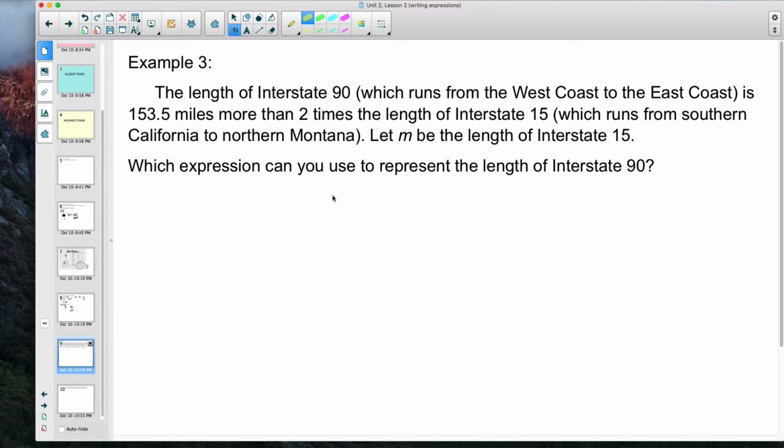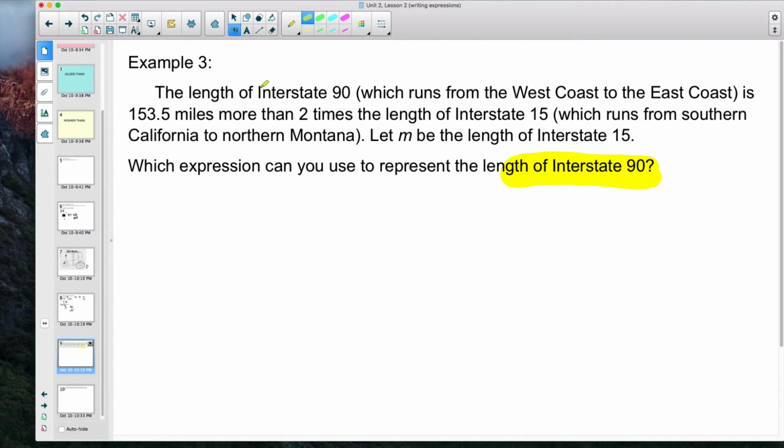Always start with the question. It's asking us, how can we represent what? The length of Interstate 90. So I'm pulling out a highlighter just to pull this apart. At the end of the day, I want some expression that tells me how long Interstate 90 is based on this information. Well, if I want to be able to tell how long it is using an algebraic expression, I need to know some details about it. So you need to go back into the problem and try to find information that tells you about Interstate 90.